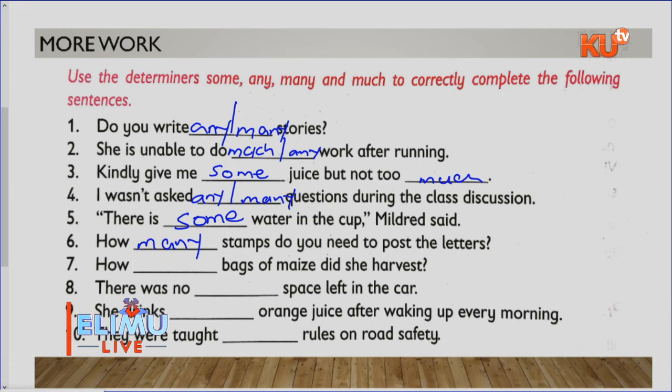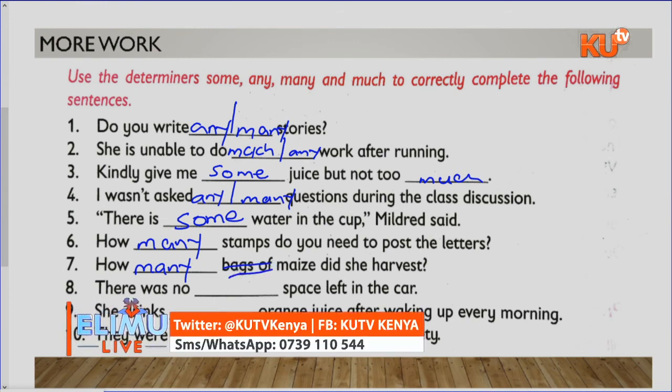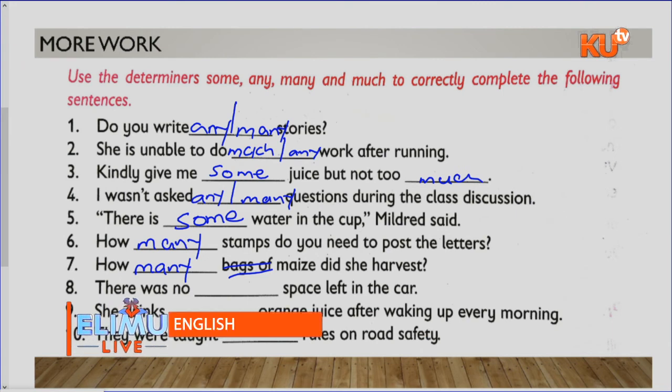How dash bags of maize did she harvest? Bags of maize are countable. So how many bags of maize? But if we didn't have these bags, if it was just the word maize, then we could not say how many maize. We could say how much maize did she harvest, because maize in itself is uncountable. But if it is put in forms of bags, in units of measurement, then we can count it.